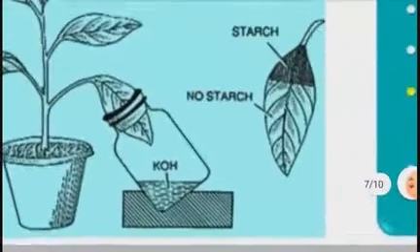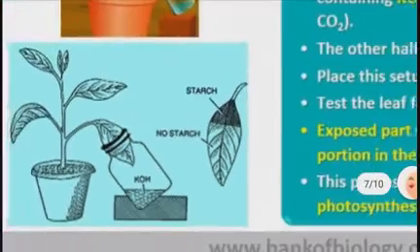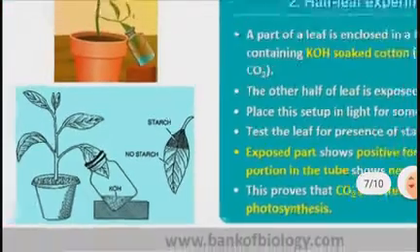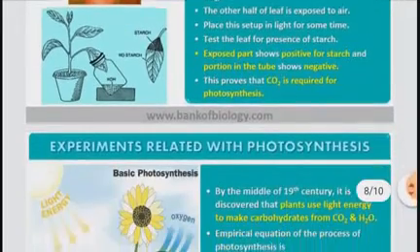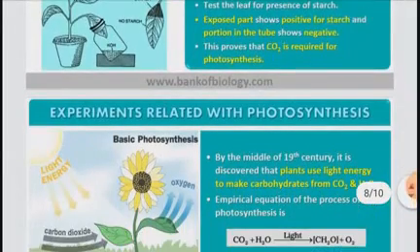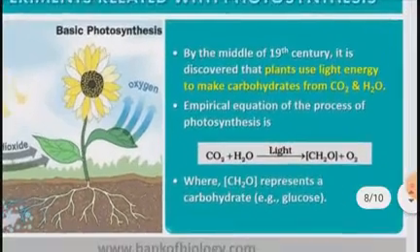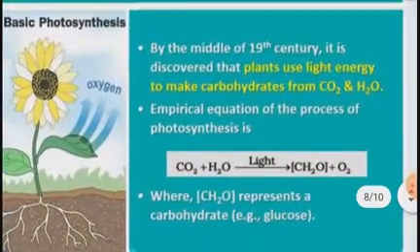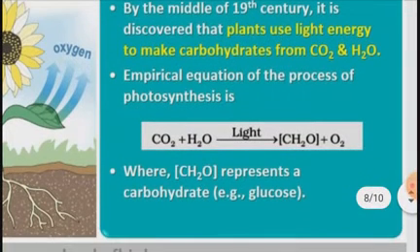As you see, the portion inside the bottle shows negative and outside shows positive. This proves that carbon dioxide is required for photosynthesis. By the middle of the 19th century, it was discovered that plants use light energy to make carbohydrates from carbon dioxide and water.